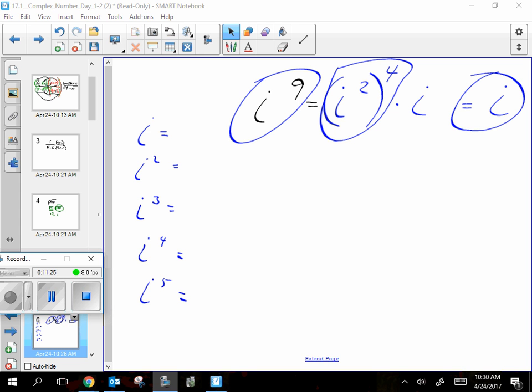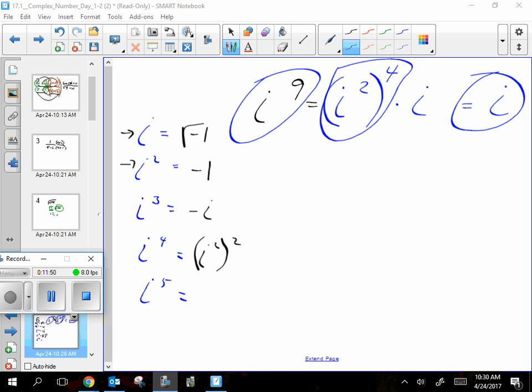There you go. i is just i. I would have accepted i, or I would have accepted the square root of negative 1. And i squared is negative 1. i to the 3rd is like this times this. So it makes negative i. i to the 4th is like i squared squared, which is negative 1 squared, which is positive 1. Those are 4 completely different things. And then i to the 5th comes back to i again.